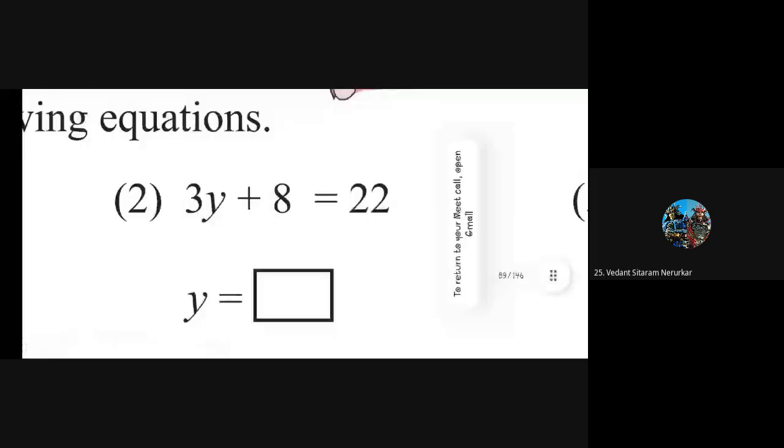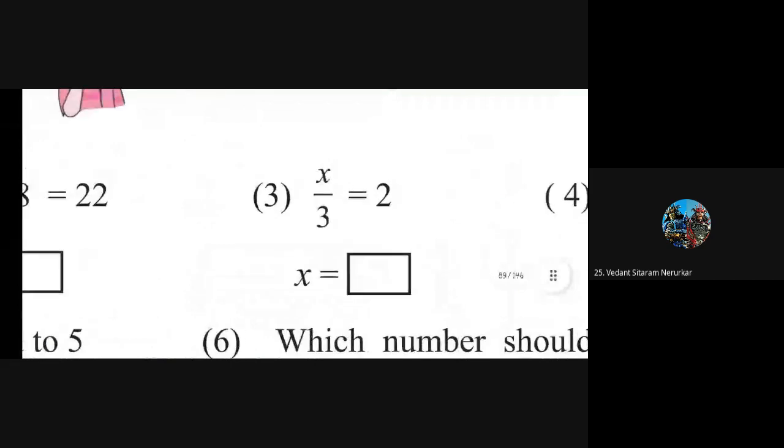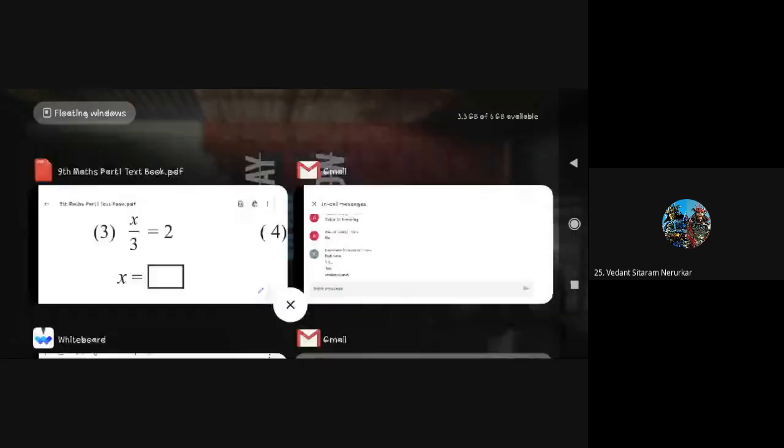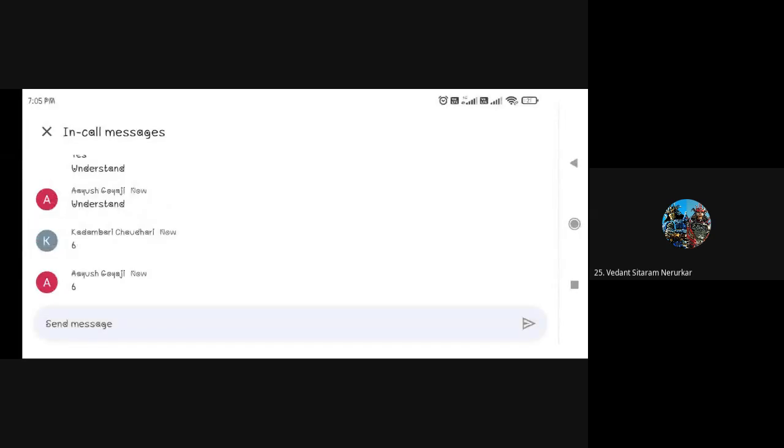Great. Okay, understood. Right. Then we have our third example, in which we have x divided by 3 is equal to 2. What shall be the value of x here? 3 goes to the right side and gets multiplied with 2. So x will be equal to 2 into 3. That is, x is equal to how much? Can you write it in the chat box? It is 6. Very good.